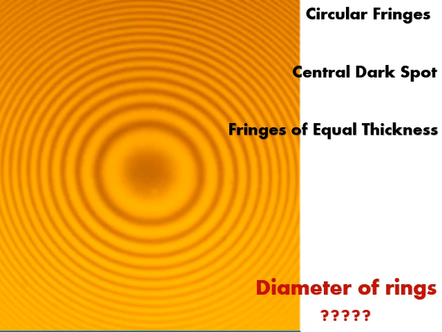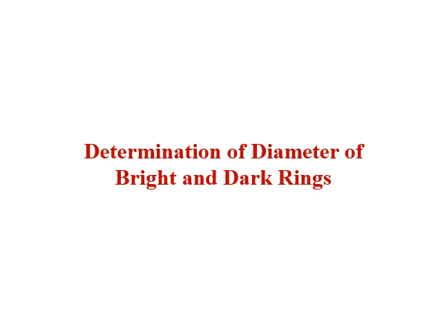Now, the important point that will be the aim of our further slides is to determine the diameter of rings. As we have seen, these fringes are circular, which means that a circle will have a certain radius or diameter. If we know the diameter of these rings, then we can calculate further parameters. So that's why we have to calculate the diameter of the dark rings and the diameter of the bright rings as well. So let's see. Determination of diameter of bright and dark rings.